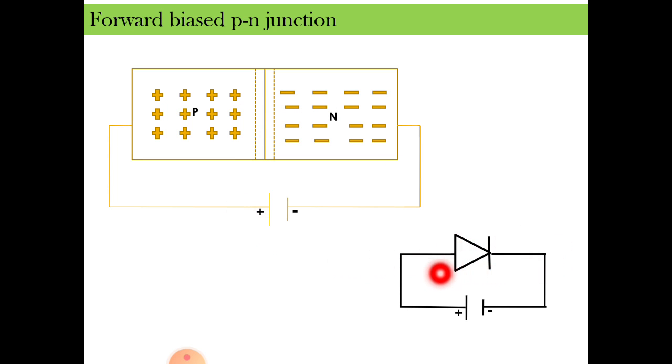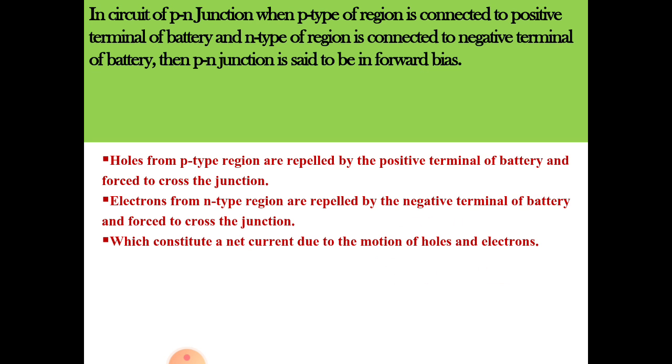And this is a symbolic representation of the forward bias PN junction. In the circuit of a PN junction, when the P-type region is connected to the positive terminal of the battery and the N-type region is connected to the negative terminal of the battery, then the PN junction is said to be in forward bias. In a forward biased PN junction, holes from the P-type region are repelled by the positive terminal of the battery and forced to cross the junction.